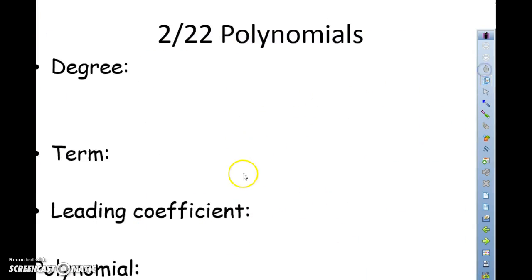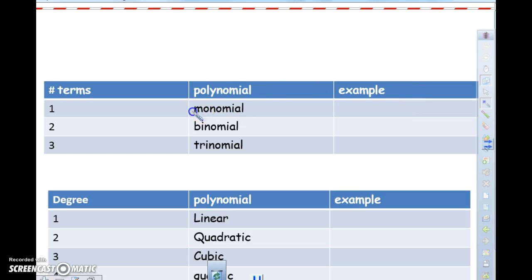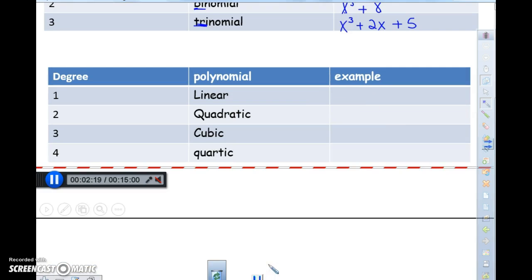All right, let's look at some more here. We can classify polynomials 2 different ways, either by the number of terms or the highest degree. A monomial, mono means 1, so something like 4x cubed would be a monomial. Binomial means 2, like a bicycle, so you could have something like this, that would be a binomial, 2 terms. Trinomial, 3 terms, like a tricycle. 3 terms.